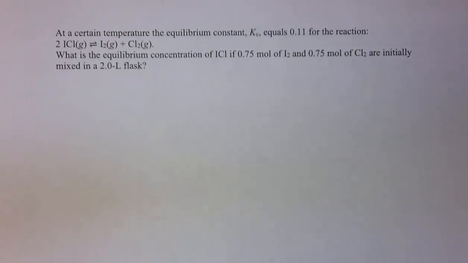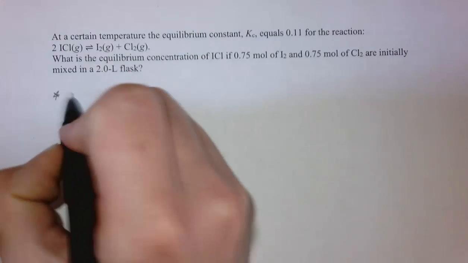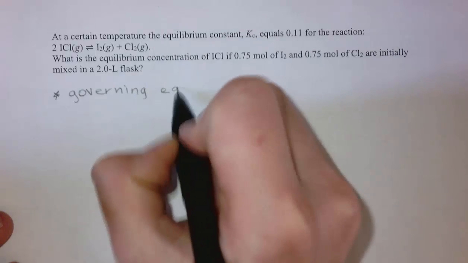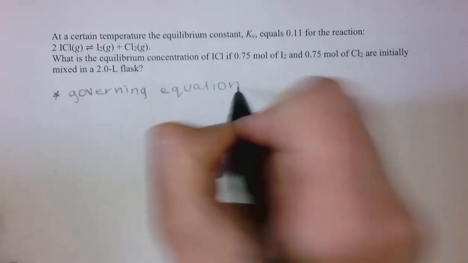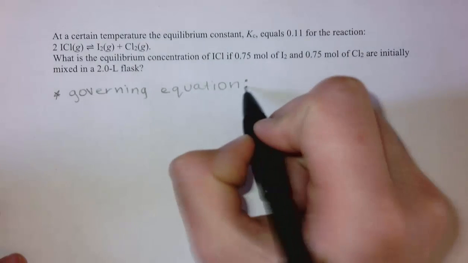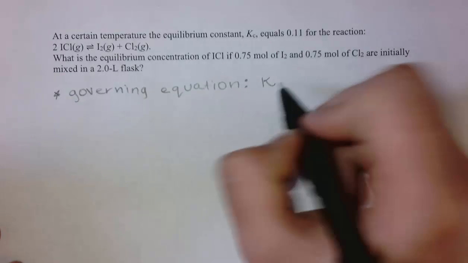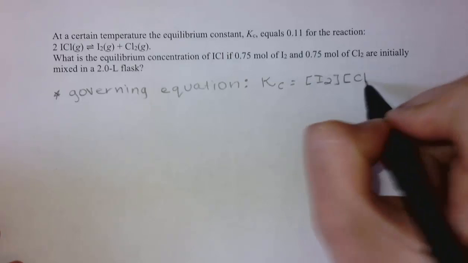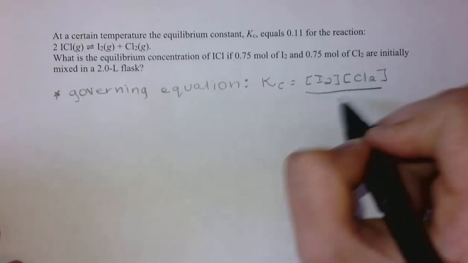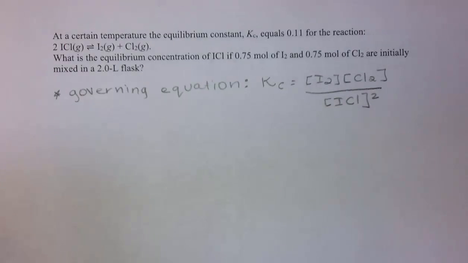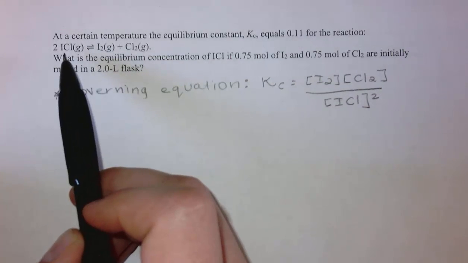So one of the first things that I like to do for a problem is write down my governing equation, and how I'm going to solve this problem is using this equation. This is just my equation for K, and this equals my concentration of iodine times my concentration of chlorine over my concentration of iodine monochloride squared. And this is squared because the stoichiometric coefficient for iodine monochloride is 2.